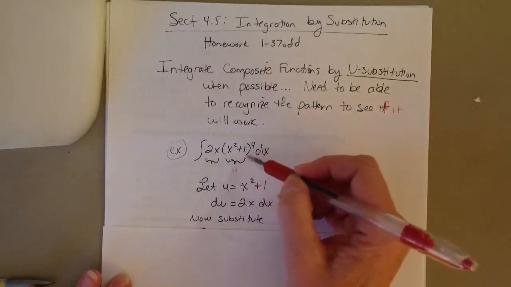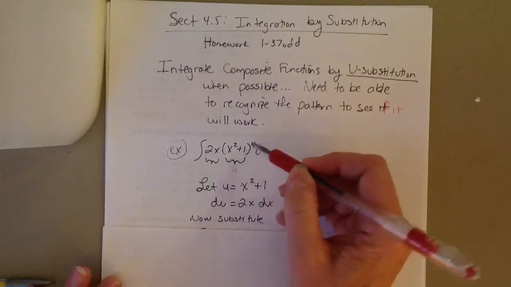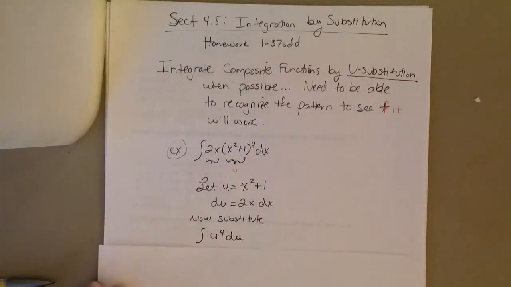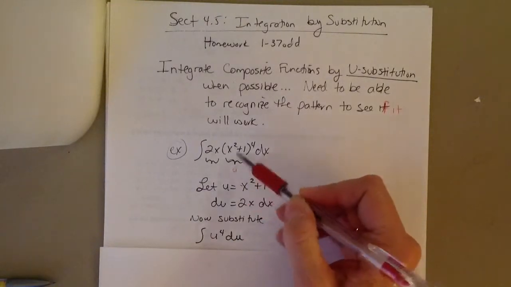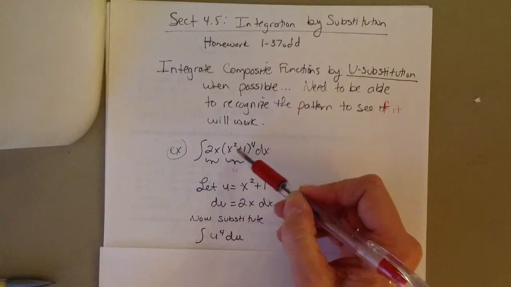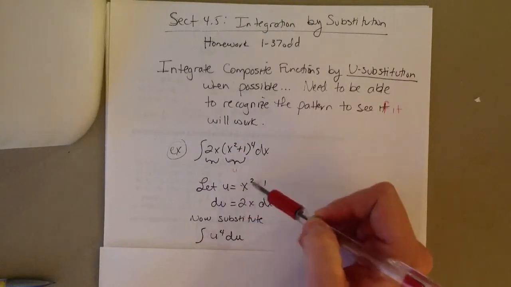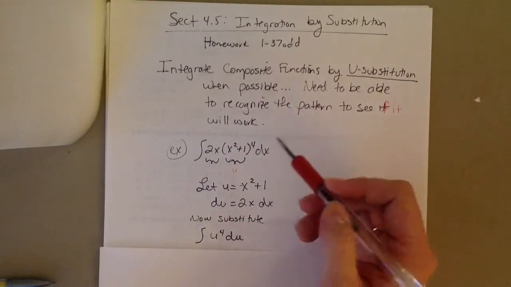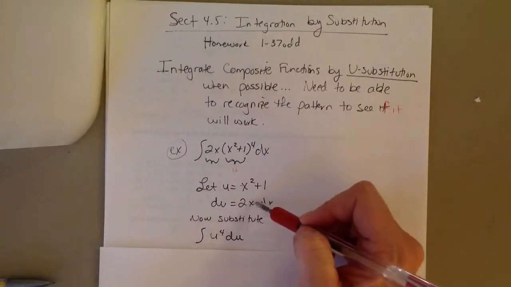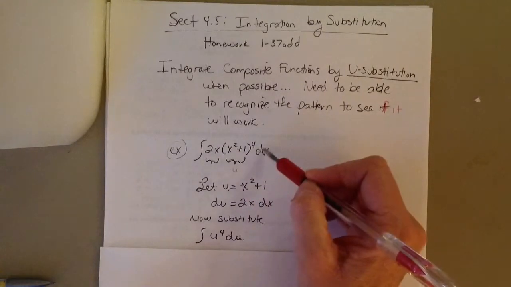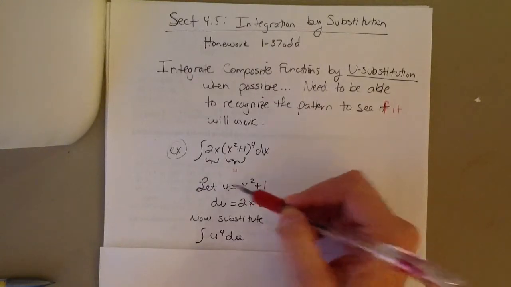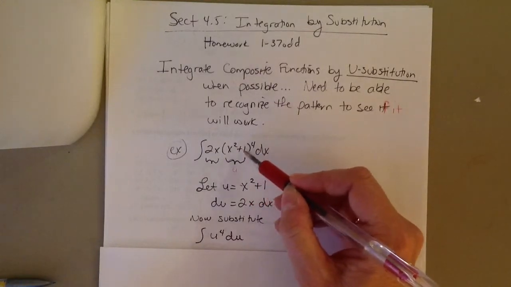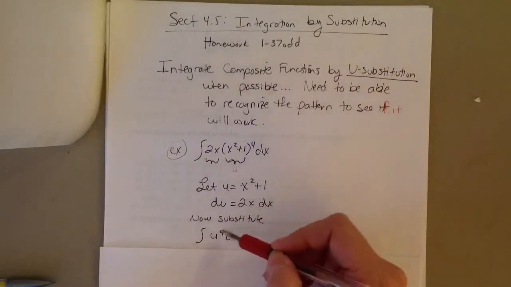This x squared plus 1 will be substituted with a u, so we'll have u to the 4th power, and take a look at what I have. Again, how did I get that? I let u be x squared plus 1. When I take the derivative of both sides, I substitute out my 2x times dx, that'll be my du. And u is the inside, the x squared plus 1, so it's now u to the 4th.